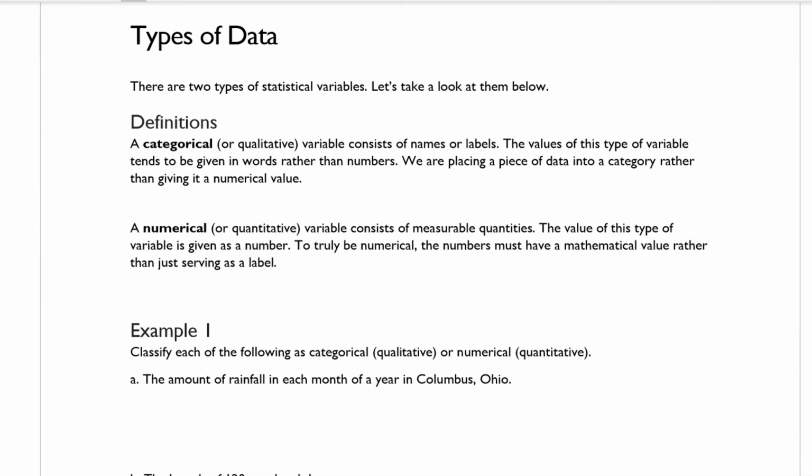Hi everyone, today we're going to be talking about types of data. There are two types of statistical variables. Let's take a look at them below.